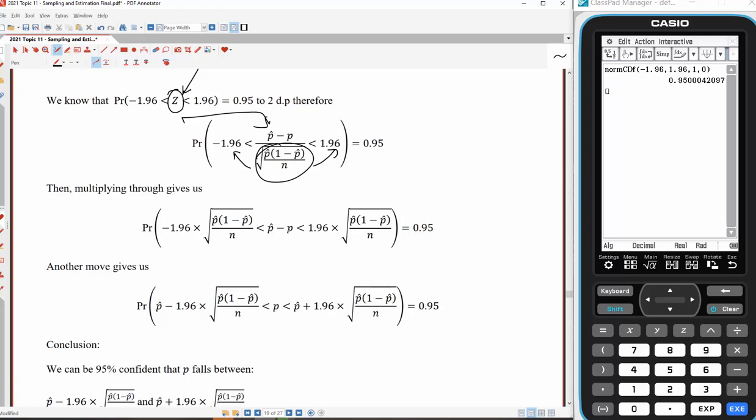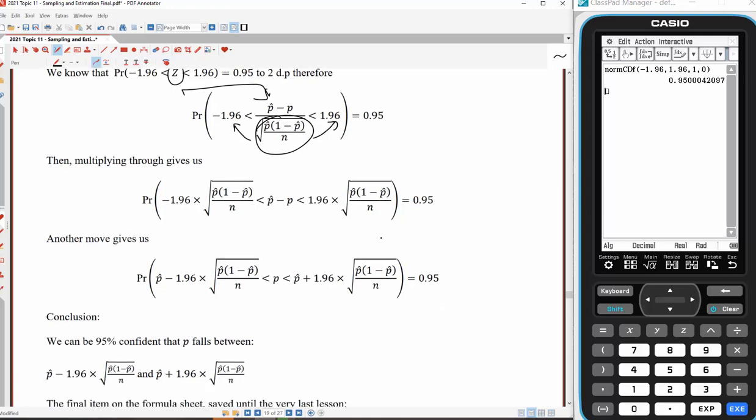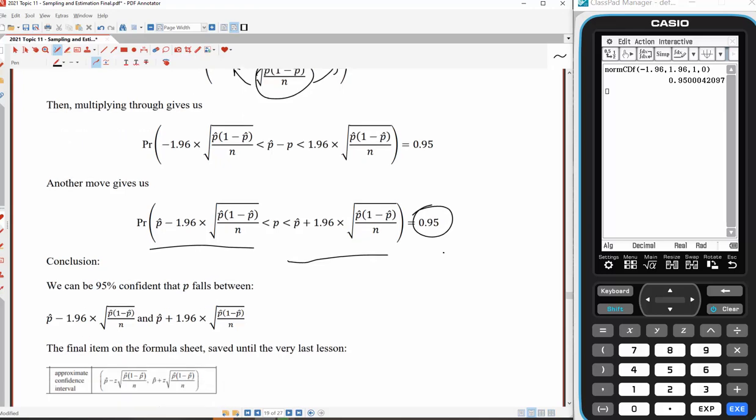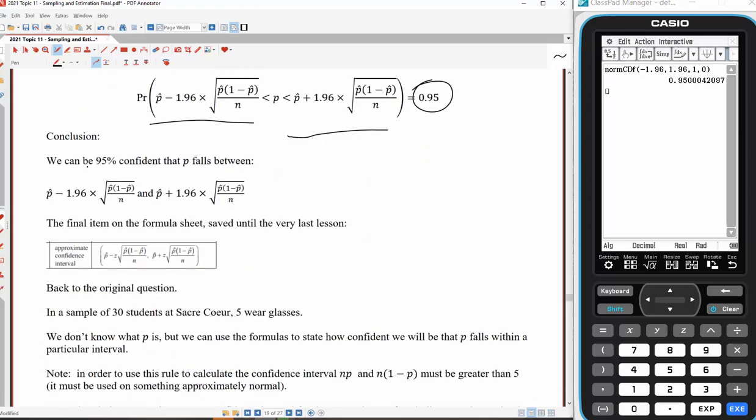Now, what we're going to do is get p in the middle. So we're going to subtract p hat from each part, and then divide by a negative. Ultimately, it leads us to this line here, that the population proportion will be between this value here and this value here, and we are 95% certain that we would have captured it. All right, so conclusion, we can be 95% confident that p falls between this lower value here in the interval and this upper value here in the interval.